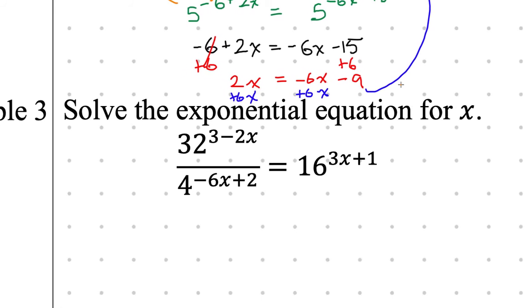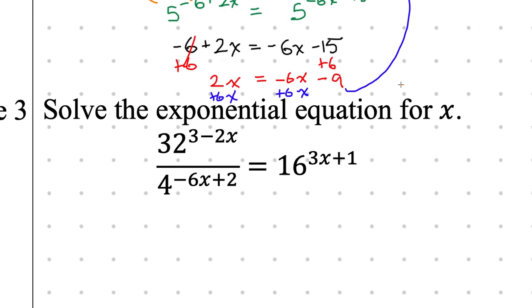Example number 3, I need to get all of these in the same base. It looks like I could maybe use 16. 4 to the power of 2 is 16. But unfortunately, 4 to no power, that's a whole number, gets to 32. So I'm going to have to change every single term into a base of 2.